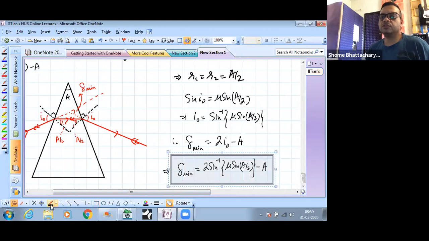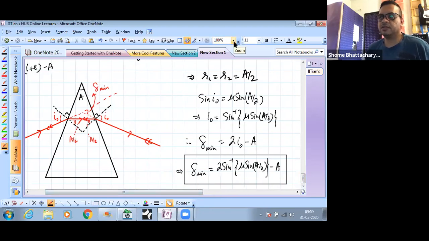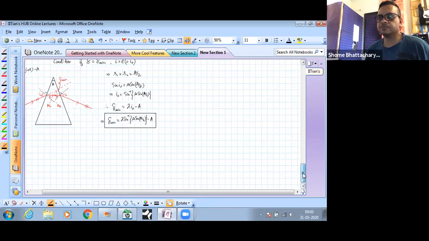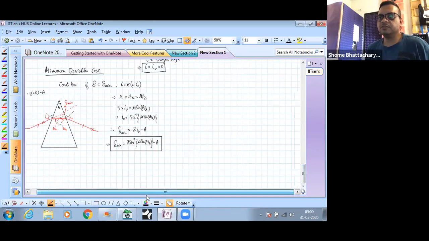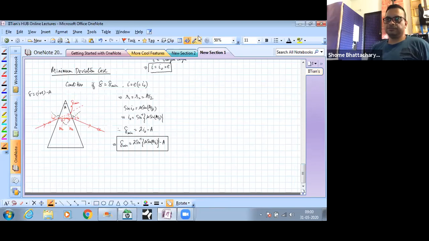Of course, we will be doing another version of this when we look at thin prisms, and we can do small angle approximations in that. But on its own, this is an important formula because you understand the minimum deviation condition. So just make a note of this.